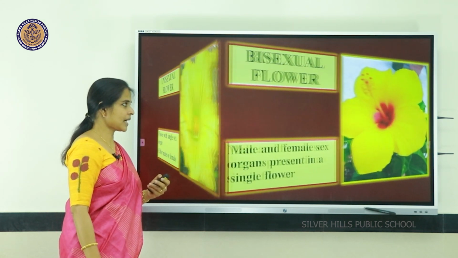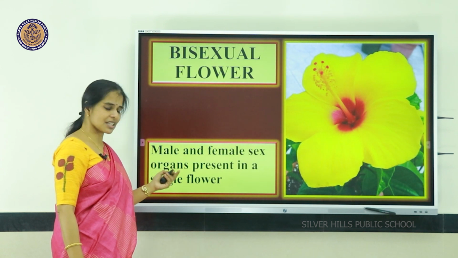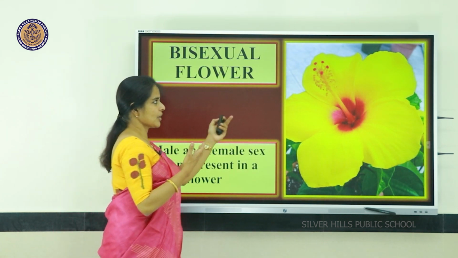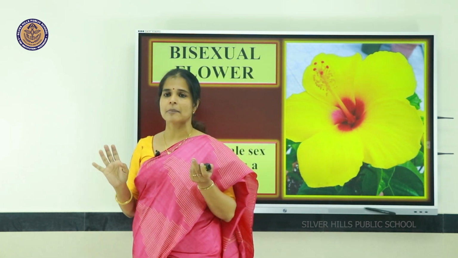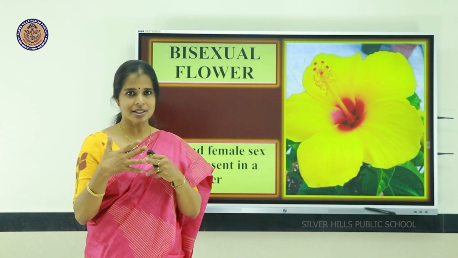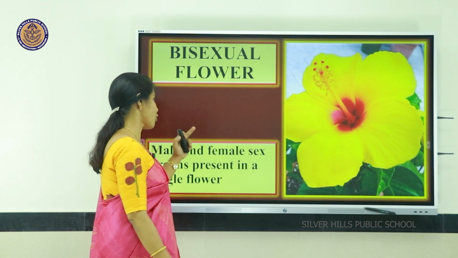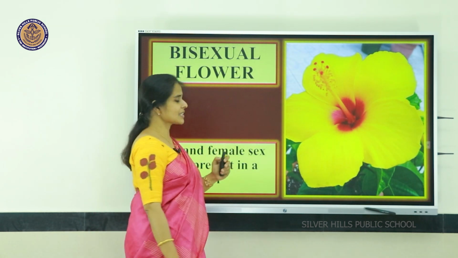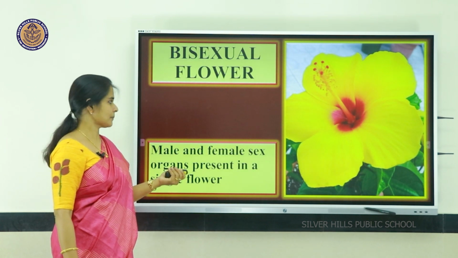Next is bisexual, meaning both male and female sex organs are present in a single flower. Both the reproductive organs are together present in a single flower. The majority of the flowers are bisexual, such as hibiscus, rose, jasmine, in which both male and female reproductive organs are present.